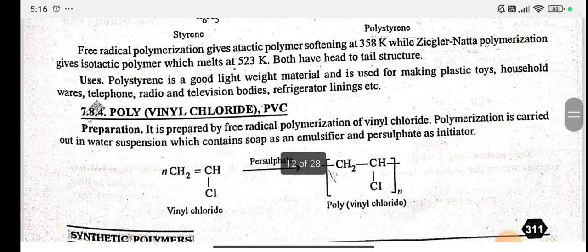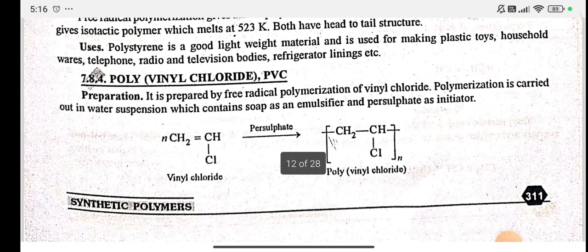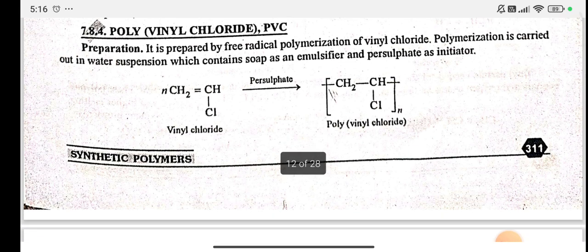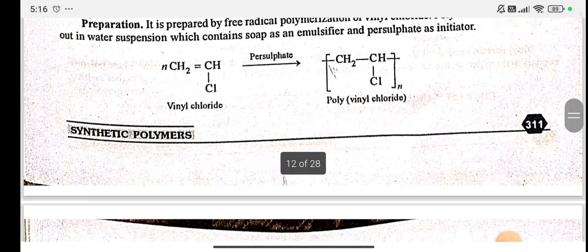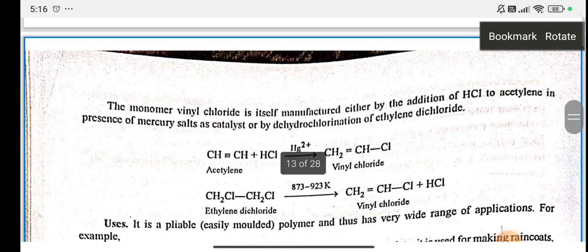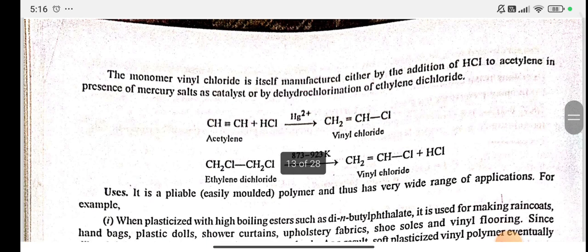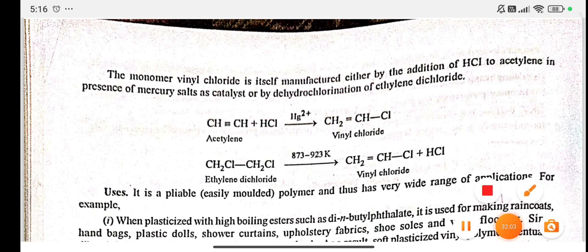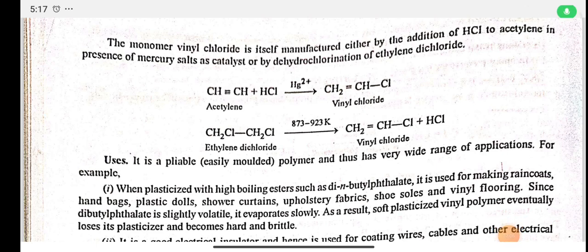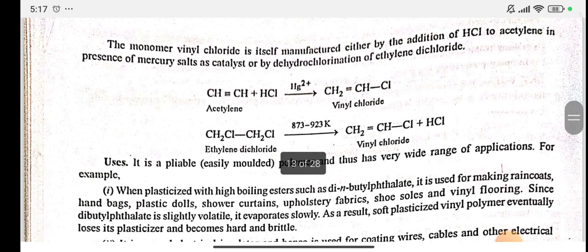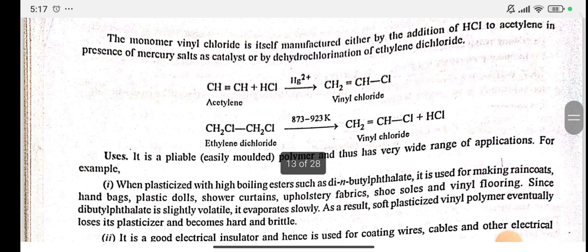Polyvinyl chloride. It is prepared by the free radical polymerization of vinyl chloride. Polymerization is carried out in water suspension which contains soap as an emulsifier or persulfate as an initiator. The monomer vinyl chloride is itself manufactured either by addition of HCl to acetylene in the presence of mercury salt as catalyst or by dehydrochlorination of ethylene dichloride.